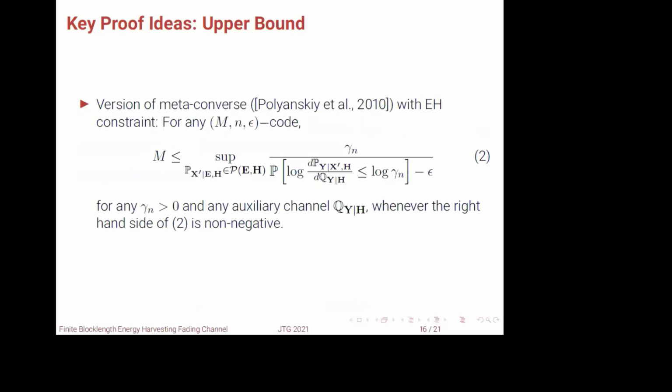And when it comes to the upper bound, we start with a Metaconverse that is provided in the 2010 work by Deekshith et al. And we incorporate energy harvesting constraints and equivalently write the Metaconverse in this form. So this can be directly obtained from the Metaconverse. There is a parameter gamma n, and it is in terms of an auxiliary channel that is typical to this Metaconverse analysis. Now there is this probability term that is there in the denominator.